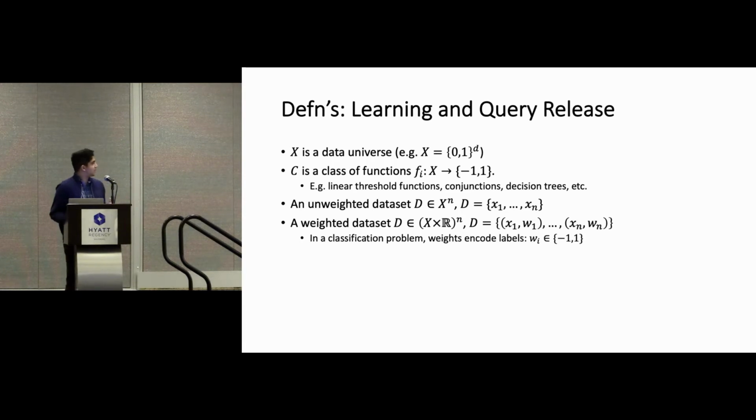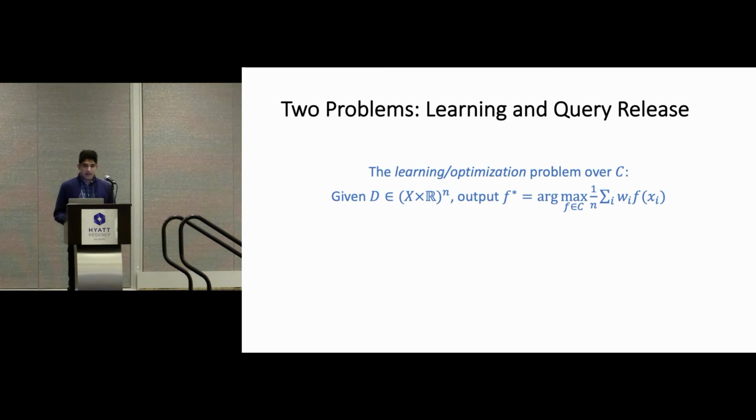So here are the basic definitions. X is the data universe. C is our concept class. A weighted data set is just X's with weights Wi in [-1, 1]. And now we'll define what we mean by the learning and optimization problem, and therefore what we mean by an oracle. So the learning problem is just to find the F star in the concept class that has the maximal accuracy, or alternatively, we could think about minimizing the risk.